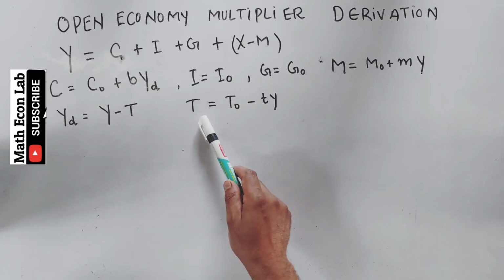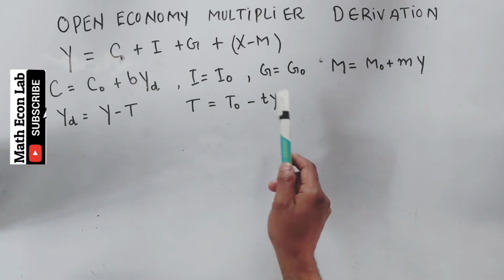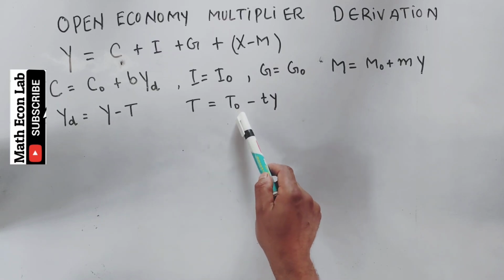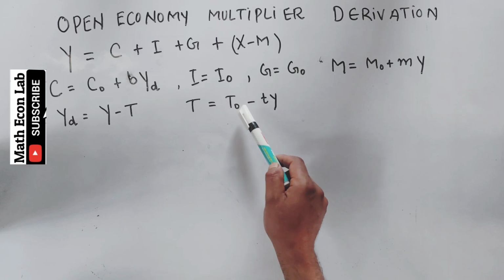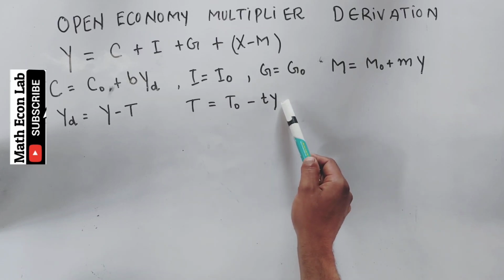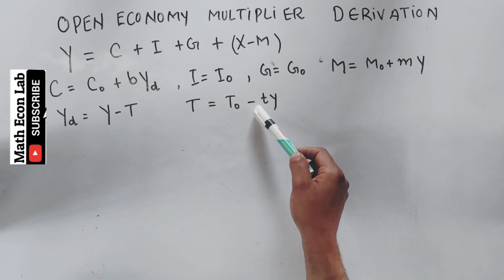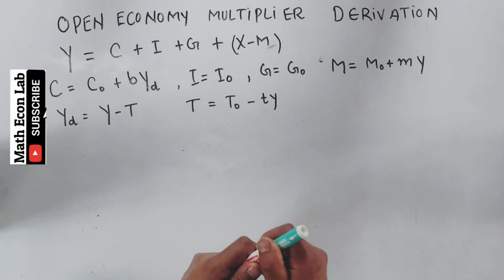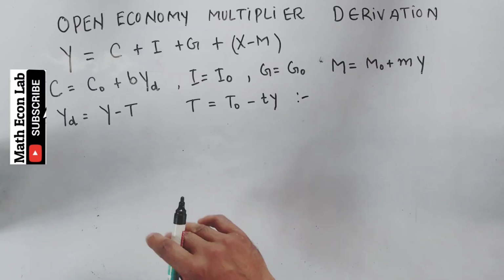Also, we are told that tax is a function of income. In fact, tax is the negative function of income here. That is, T is equal to T naught minus small t times Y. T naught is the autonomous taxes. We can say it is the lump sum tax. It does not depend upon the level of income. This small t is the marginal tax rate here. And we are supposed to derive the open economy multiplier in this case.